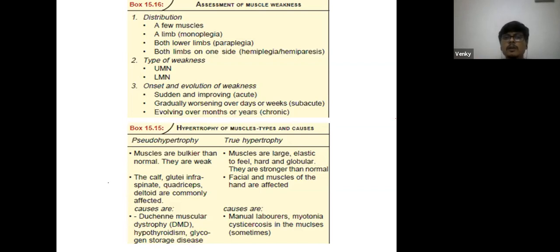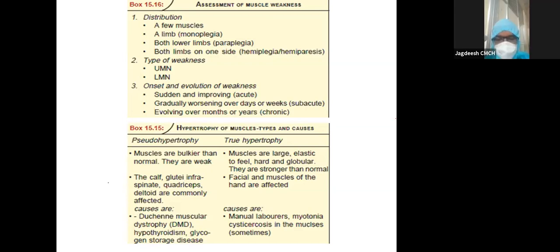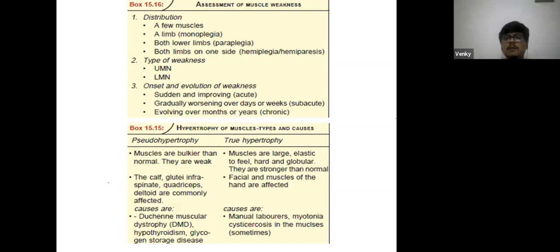Then you must know the difference between pseudo hypertrophy and true hypertrophy. In pseudo hypertrophy, usually the muscles will be bulkier and weak. The common muscles involved are the calf muscle, gluteal muscle, infraspinatus and quadriceps muscle. Examples of pseudo hypertrophy are DMD, hypothyroidism, and storage disorders. Whereas in true hypertrophy, the muscles are large, elastic, feel hard and globular, and stronger than normal. Usually muscles of the hand and face get involved.